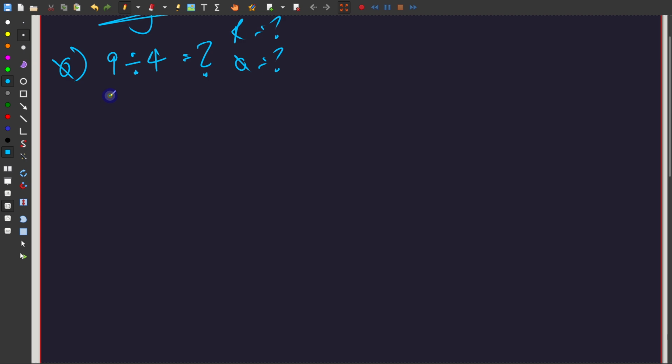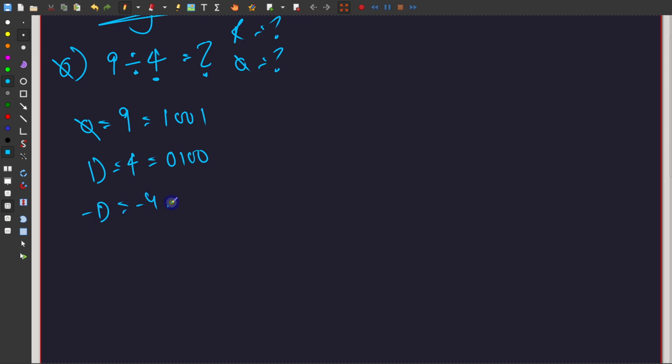So in Booth's multiplication, we would generally write 9 as M and then 4 as the Q. Here it is flipped. The Q here is 9, and 9 in binary is 1001. The D, that's what we call the 4 here, is the divisor. The divisor is 4, which becomes 0100. And a minus D here, as we have always done, is going to be the 2's complement.